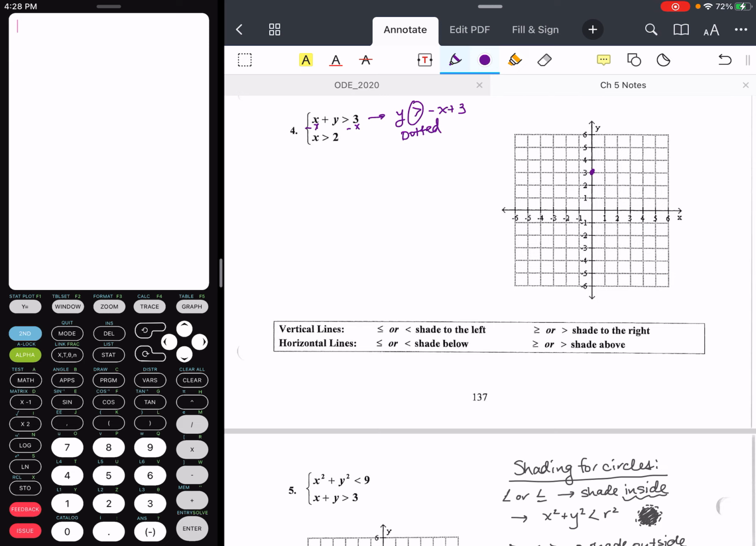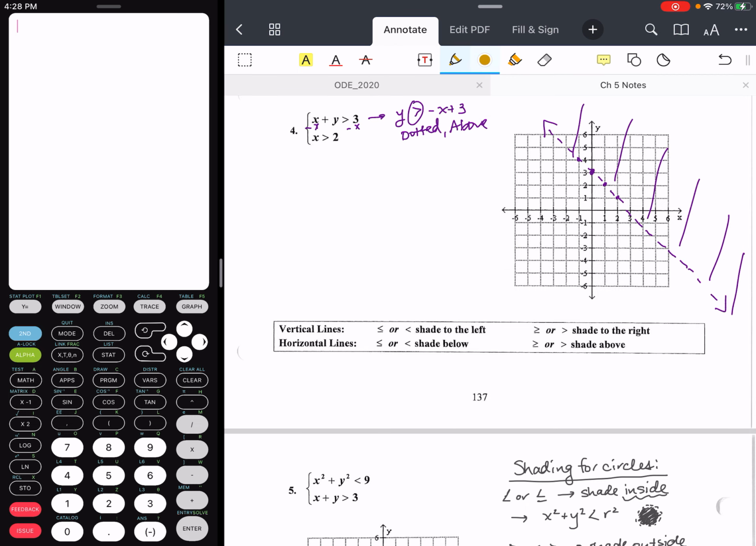So (0, 3), and then down one to the right one, down one to the right one, or up one to the left one. So I'm going to graph this using my dotted or dashed line. And then because it's greater than, I'm going to lightly shade up above that line. So just really lightly in purple for now.